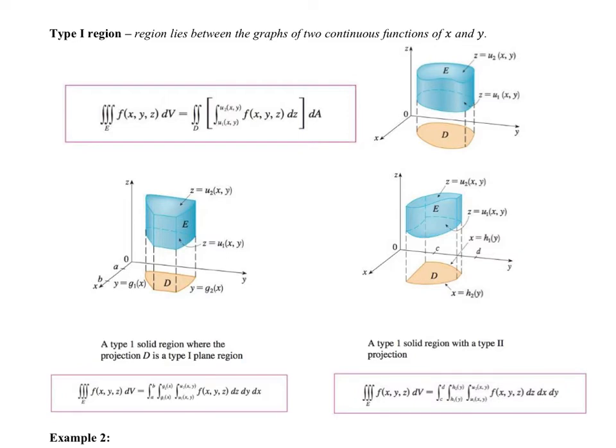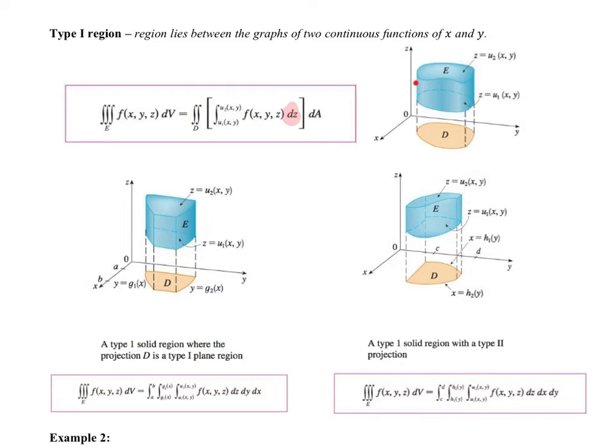So I want you to think about it. You don't have to memorize the type 1 versus type 2 versus type 3 regions. There are 3 total, but it just helps us to have the conversation at least. So the big thing here is that a type 1 region is going to have dz as the innermost of the triple integral. And what that means then is that, and I'll try to do my best to explain this, it's kind of hard to visualize.